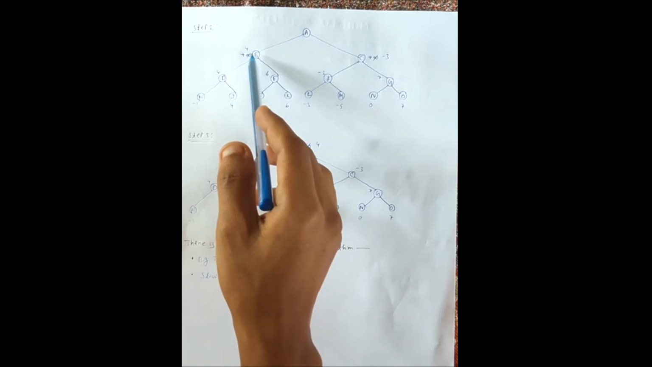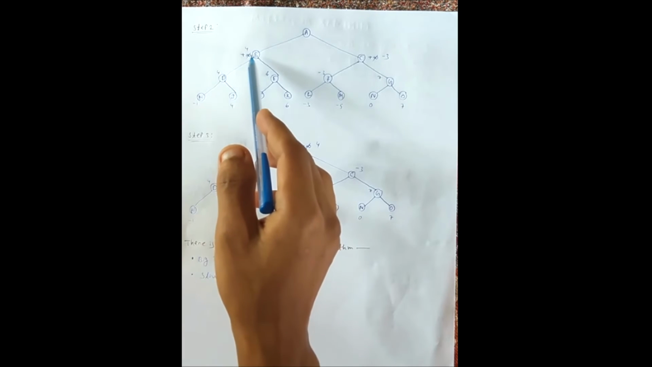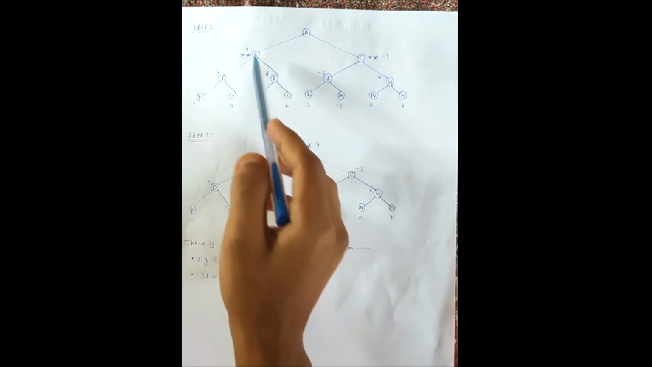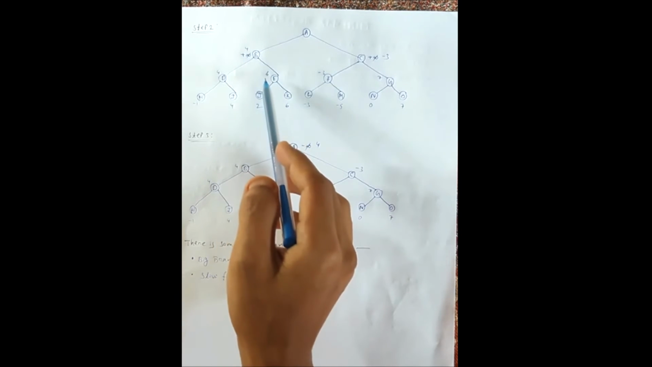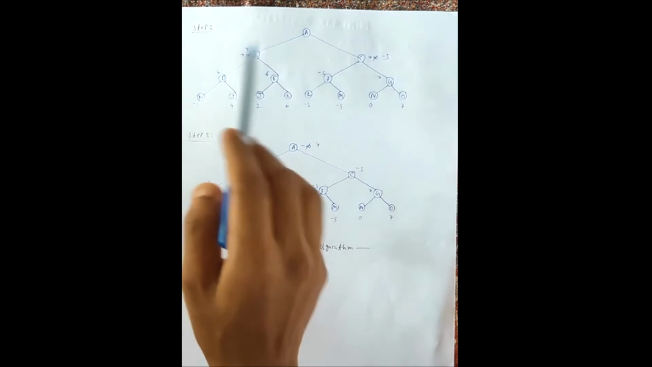Here between plus infinity and 4 the minimum value is 4, so I have assigned 4 here, and again between 4 and 6 the minimum value is 4, so the value is not changed here.